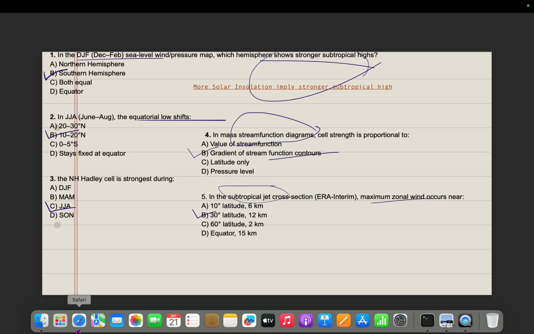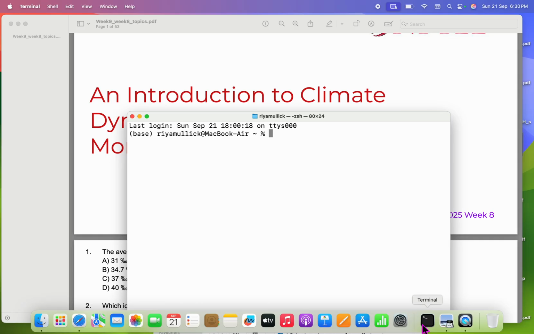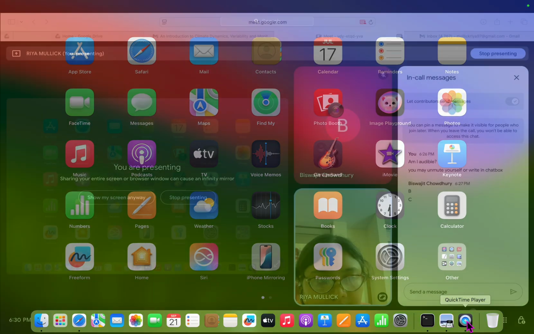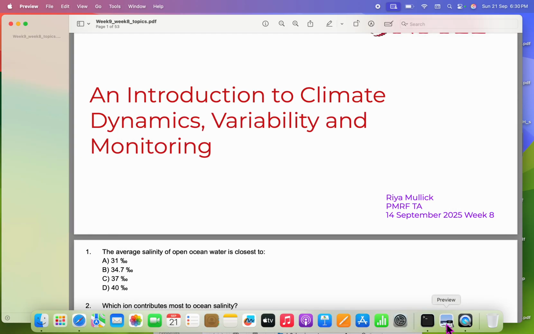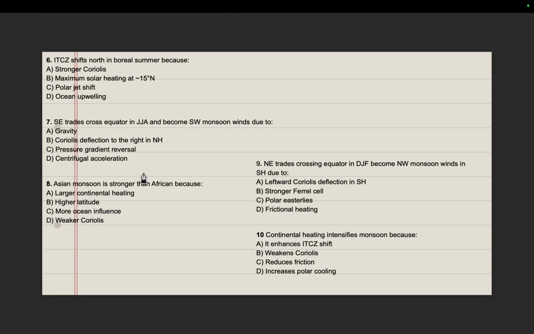Now question 6. The intertropical convergence zone shifts north in the boreal summer because of stronger Coriolis effect, maximum solar heating at 15-degree north, polar jet shift, or ocean upwelling.